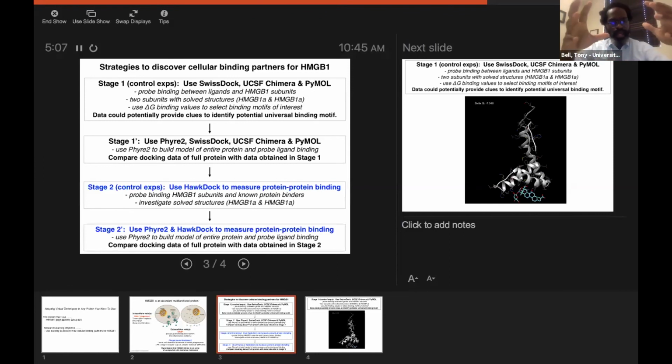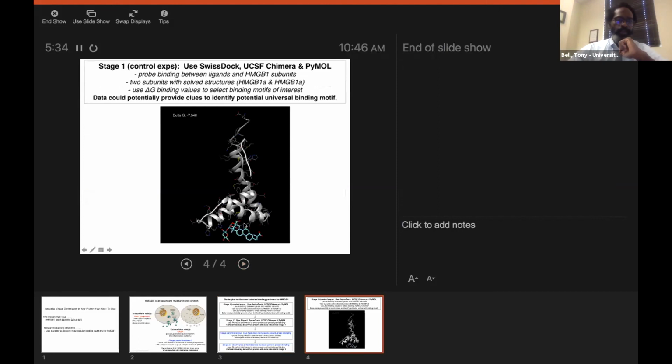From that, we would like to jump off into measuring protein-protein binding interactions after we've thoroughly exhausted the small molecule portions. Again, we can use the solved subunit structures to get the controls moving, and then use FIRE2 to build a model of the complete protein to compare back to this. We've already started doing some of this in the lab, and this basically shows a Chimera pose of one of the subunits of the protein binding to a known small molecule that's been published.